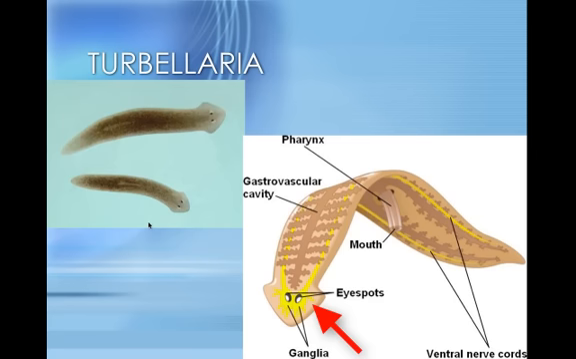Planarians move via cilia on their ventral epidermis. They glide along slime they secrete. They reproduce asexually through regeneration and sexually through copulation. They are also hermaphrodites.